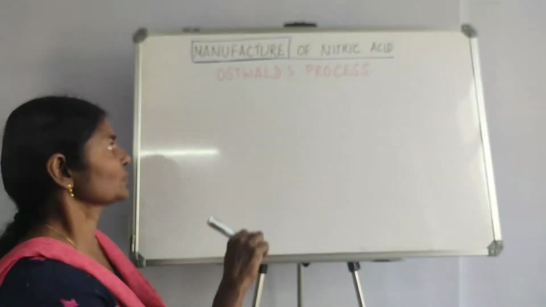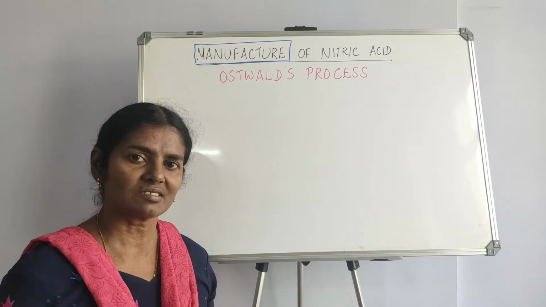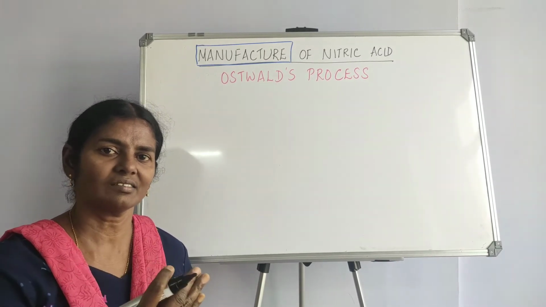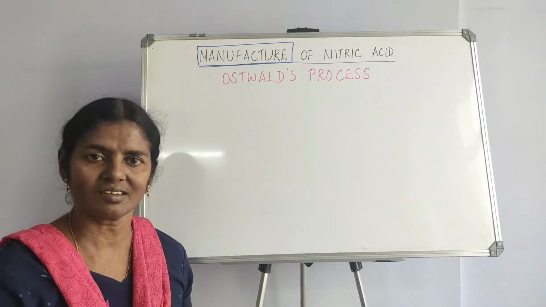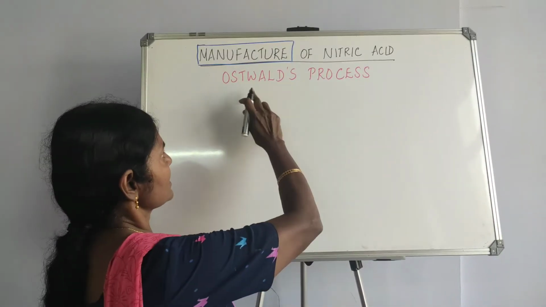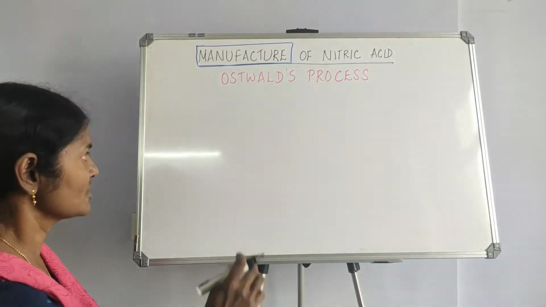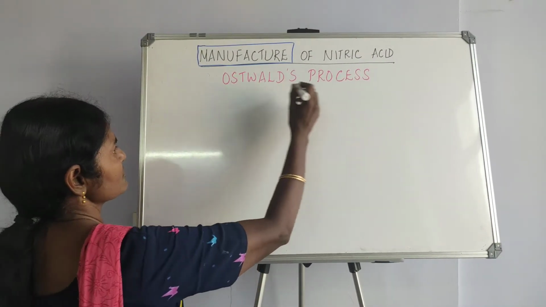Hi, today we are going to see the manufacture of nitric acid. What is the difference between manufacture and laboratory preparation? Laboratory preparation is on a small scale, manufacture is on a large scale. The manufacture of nitric acid is by Ostwald's process, because he was the one who found it, and this is made of 3 steps.